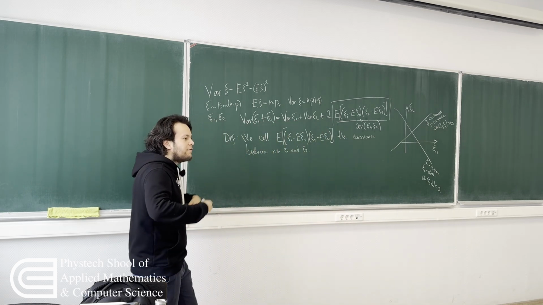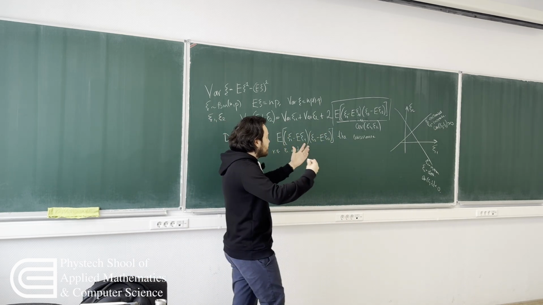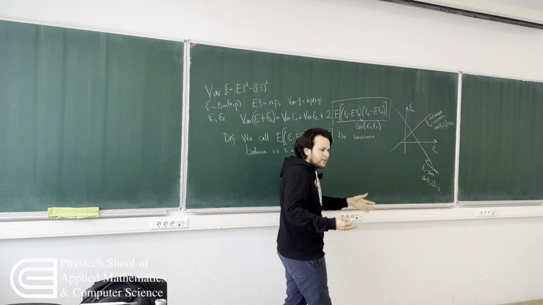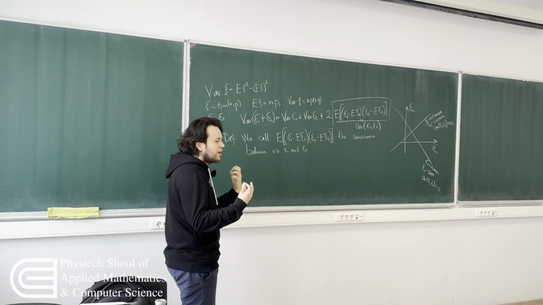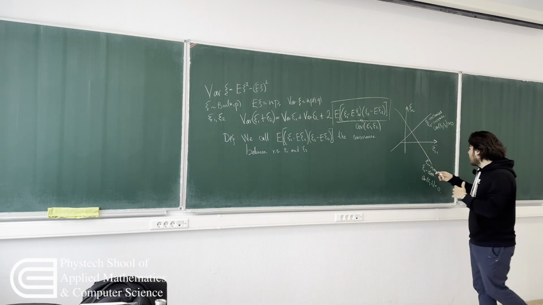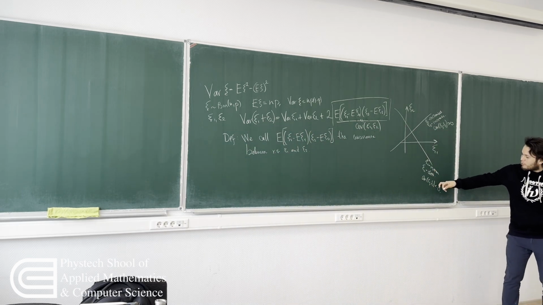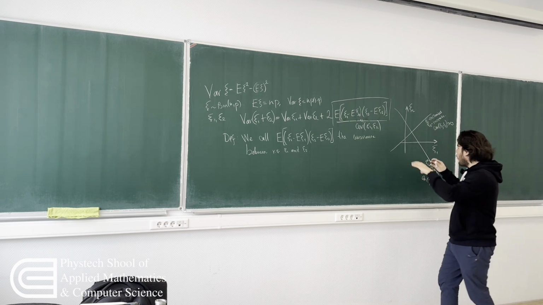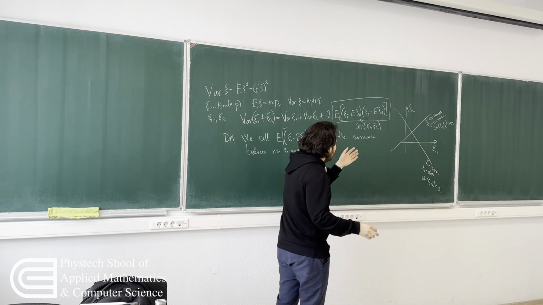Okay? So if both increase, right? So if xi1 and xi2 increase, then the covariance is positive. If xi1 and xi2 decrease, then the covariance is positive. But if one increases and the other decreases, then we can see that the covariance will be negative. Okay. Now, what is the other case? What if we have something like this?